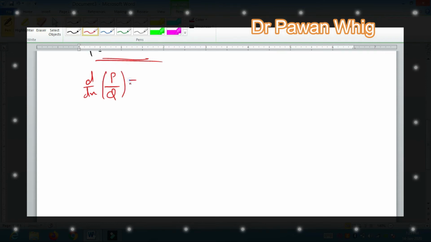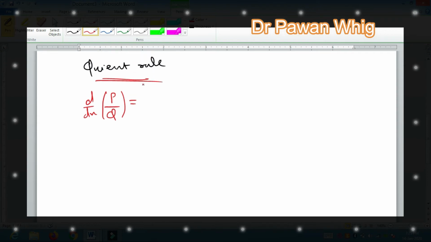So the formula for the quotient rule is very important. You have to keep the denominator the same and do the differentiation of the numerator first. Then you have to keep the numerator the same and do the differentiation of the denominator, and you have to divide the whole expression by the square of the denominator. Let us go inside this and see it with an example.